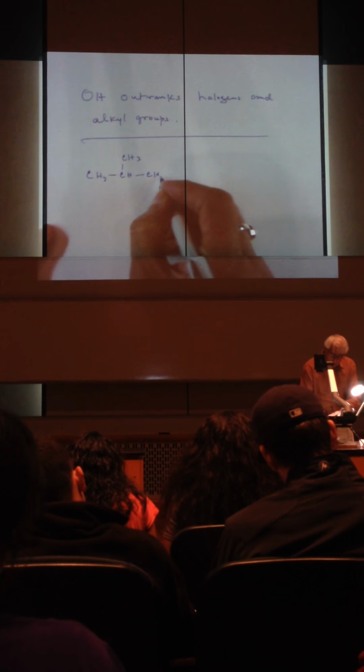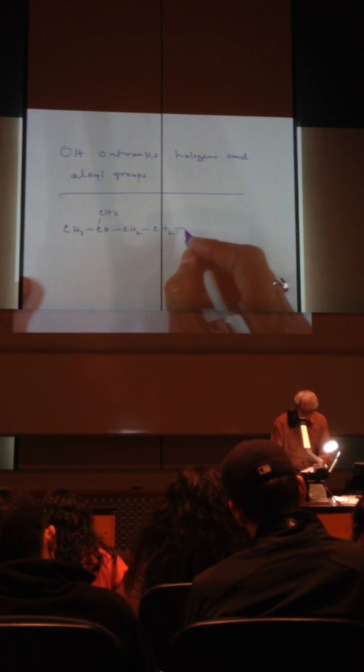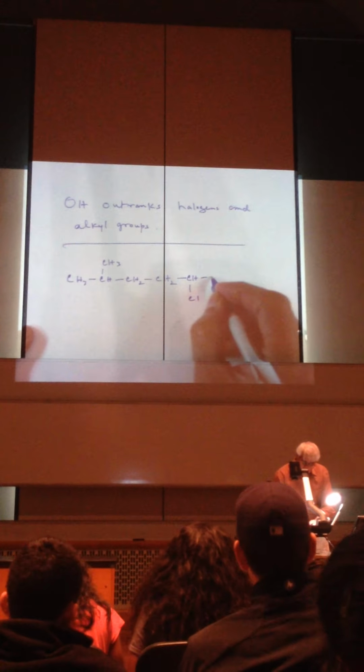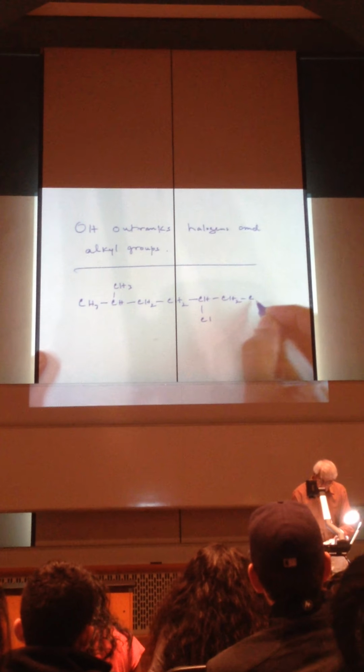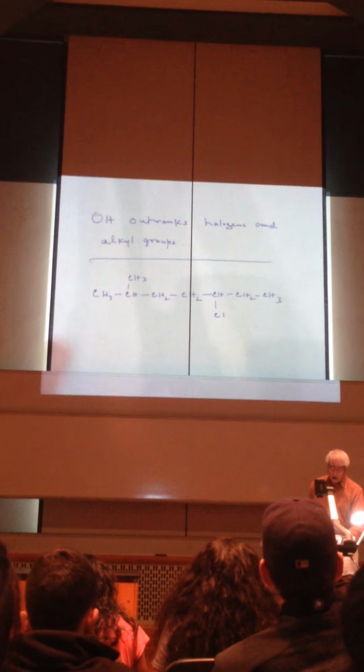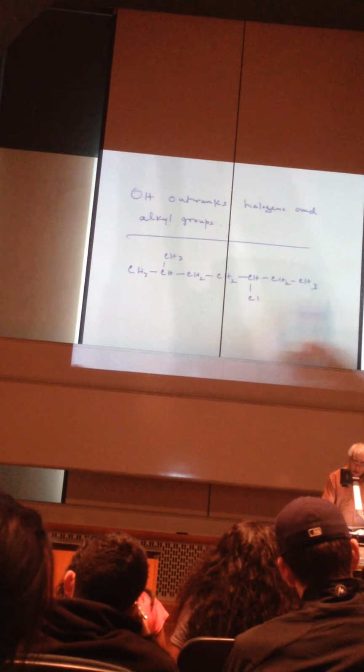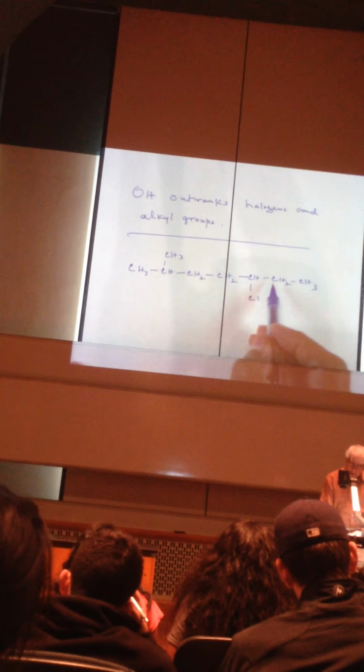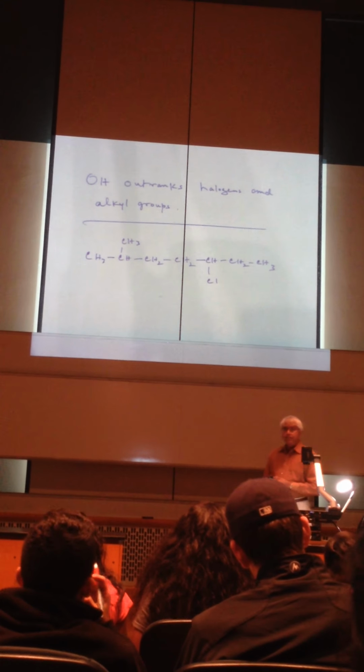You have a molecule such as this, where the longest chain is 1, 2, 3, 4, 5, 6, 7. 7 carbons. And so you're going to do the substitutive nomenclature according to that.